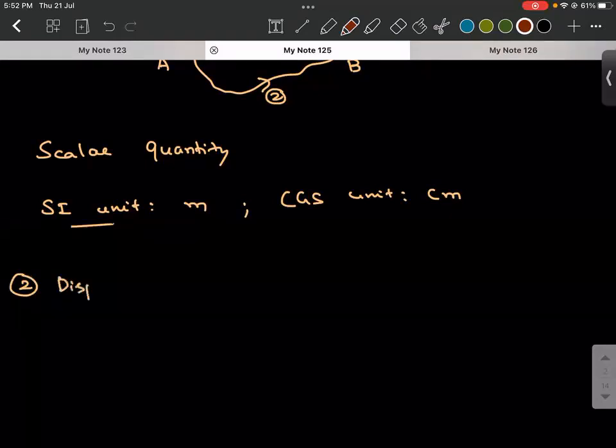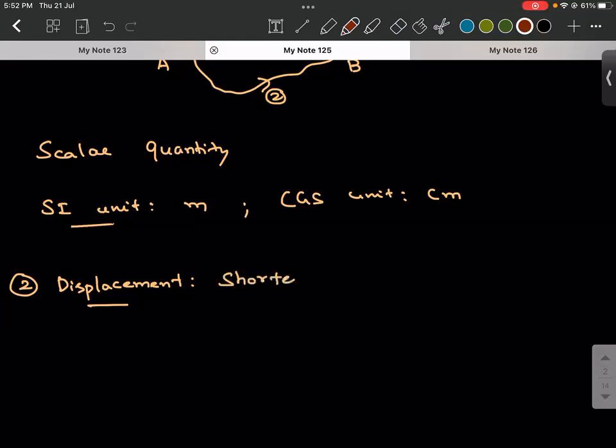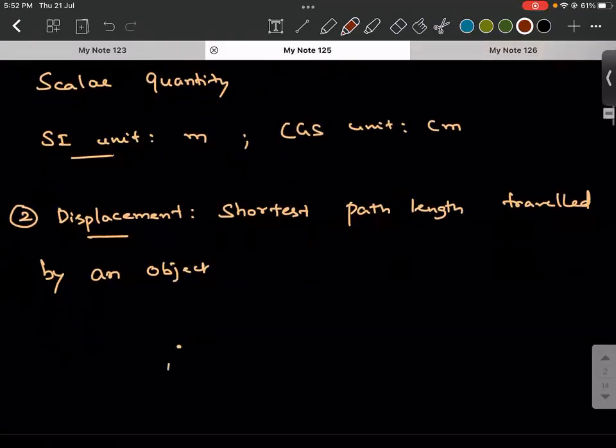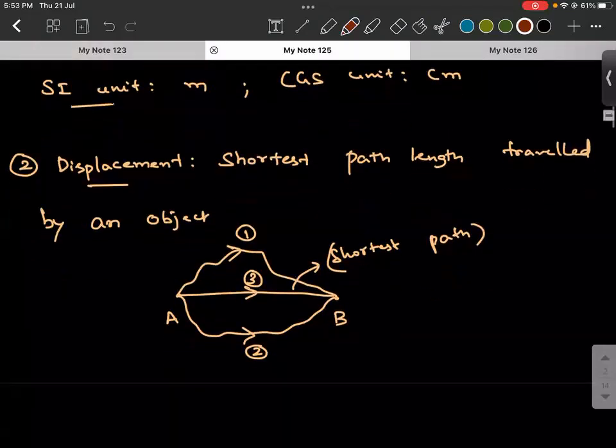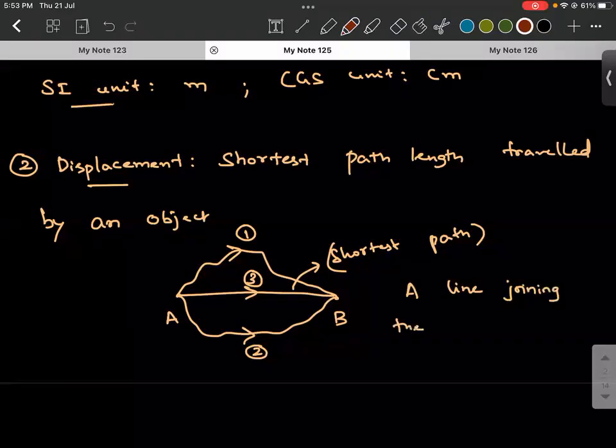The second term that we need to concentrate upon is called displacement. So displacement is defined as the shortest path length traveled by an object. When I say shortest path length, if you take the previous scenario into consideration, between the points A and B, this was path number one, this was path number two, and this is path number three. If you observe, out of all the paths, the third path is the shortest path the object has traveled. And the shortest path length simply means a line joining the endpoints.